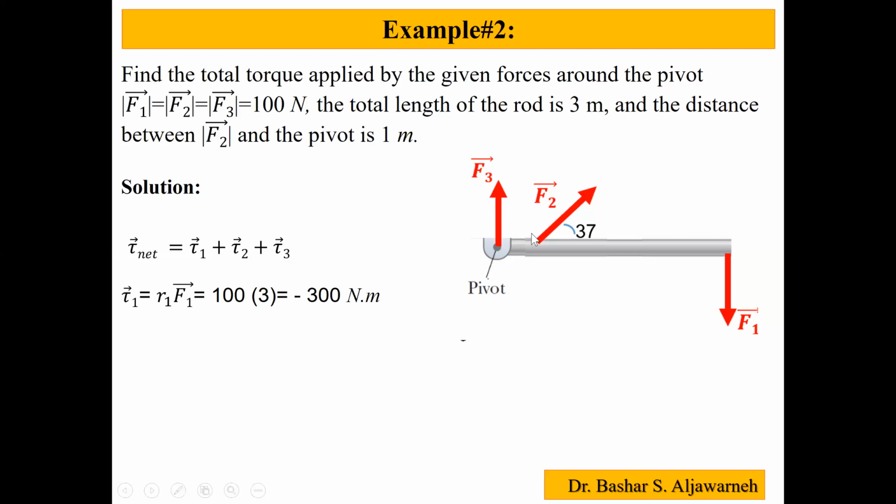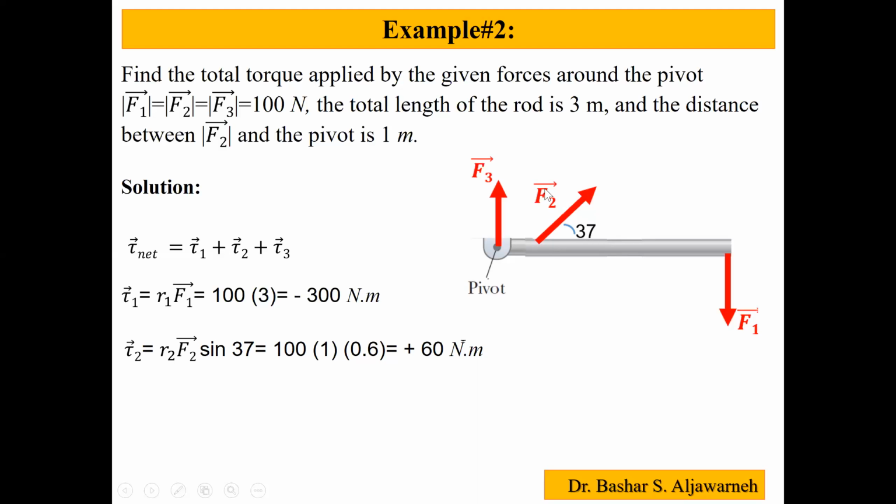Now for F3, it's clearly the torque from the third force here is zero because the lever arm length or distance equals zero. So now we have to calculate the torque from or due to the second force, but be careful. Here, the second force or F2 is not perpendicular. So what you have to do is resolve F2 into two components, one along the x-axis and one along the y-axis, and clearly the one along the x-axis is parallel to the lever arm. This will give you zero.